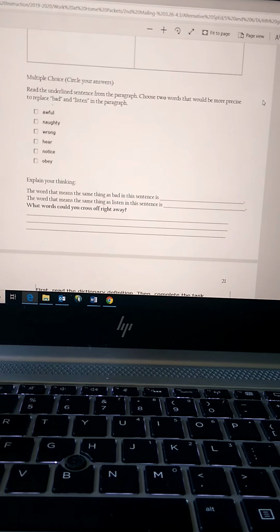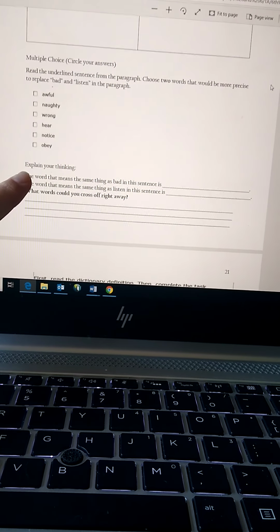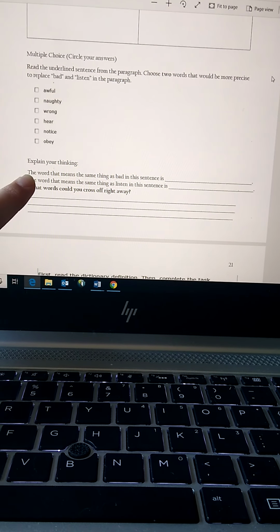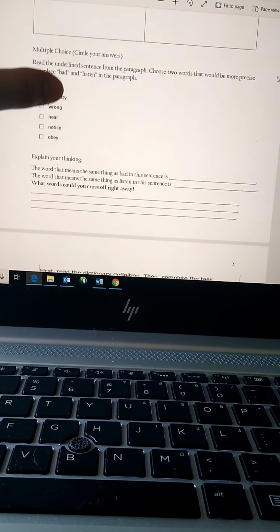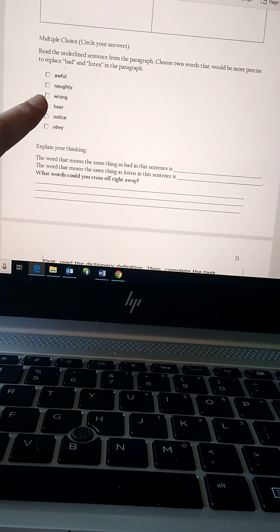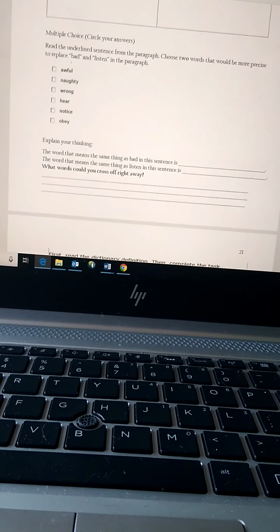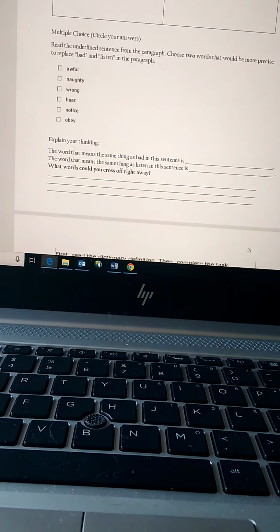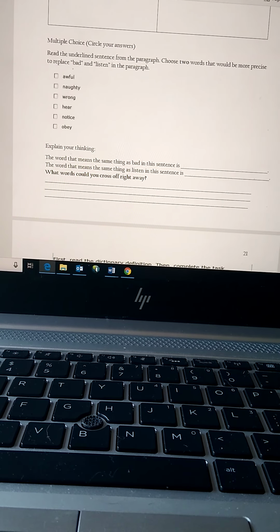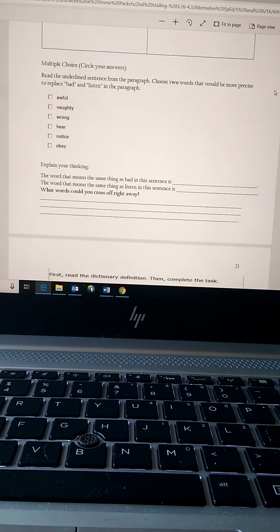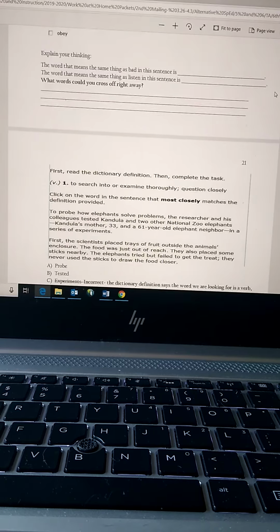So when you're done choosing those answers, you can go explaining your thinking. So right here, the word that means the same thing as bad in the sentence is blank. So write which word you chose, and then the word that means the same thing as listen in this sentence, choose which word. And then think about what words could you cross off right away. So looking at the answer choices, which words didn't make sense to you? Fill out those parts. Then we'll go down to the next page.